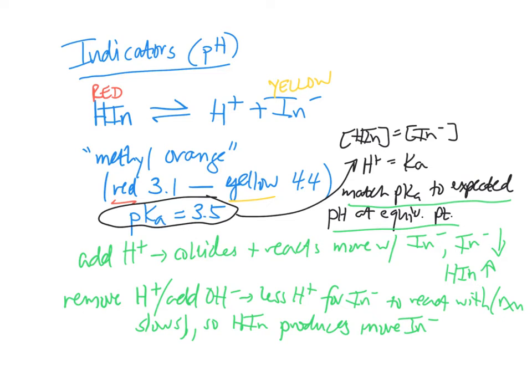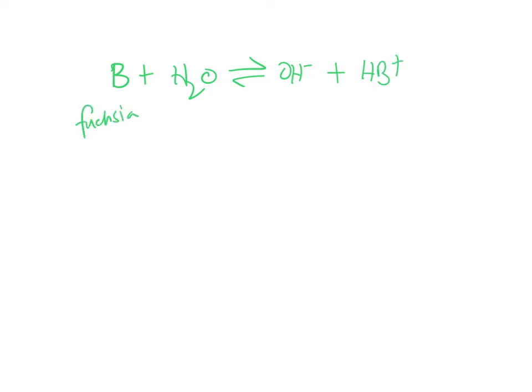You guys have used phenolphthalein before in the lab. Phenolphthalein, unlike methyl orange, is a weak base. And so phenolphthalein, if we model that as the normal B for base plus water, making the usual OH minus and HB plus, well, we know that the characteristic color of phenolphthalein is that sort of fuchsia color. And as it turns out, its conjugate acid is actually colorless.